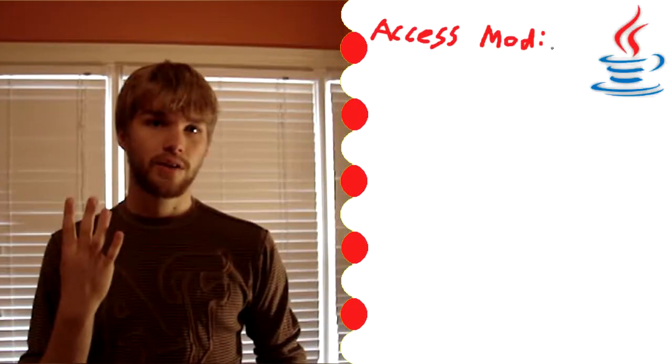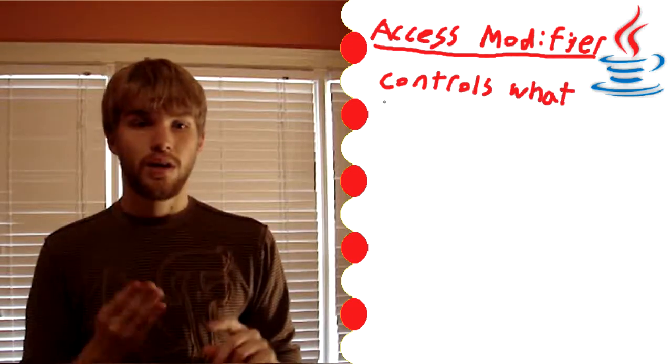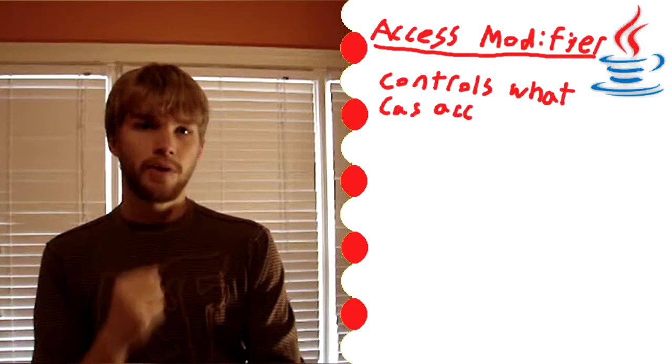So the first one is access modifier. There are four different things you can put down for access modifier: public, default, where you place nothing, you omit it, like I said earlier, protected, and private. Now those vary in how much other things can access it.